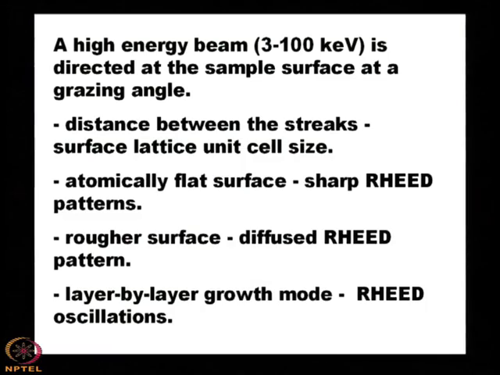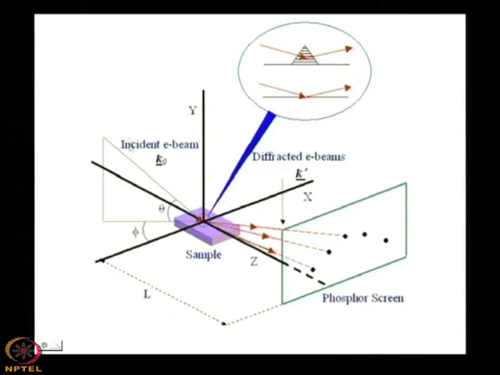And generally for RHEED, a 3 to 100 keV high energy electron beam is directed at a small, grazing angle to the substrate surface. You see, this is the incident electron beam, this is the sample. So, it is grazing angle diffraction, and this is the phosphor screen, where the streaks are obtained. These streaks 1, 2, 3, 4, 5 are obtained.